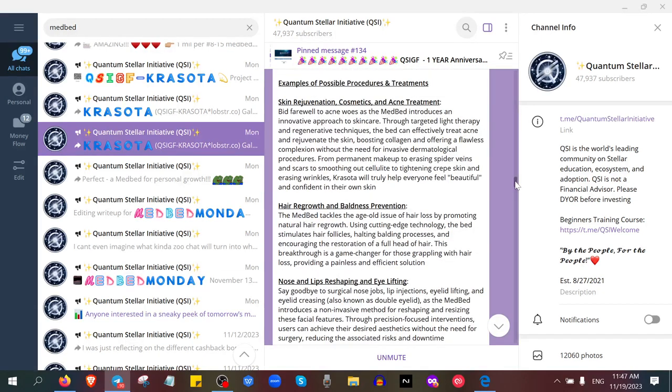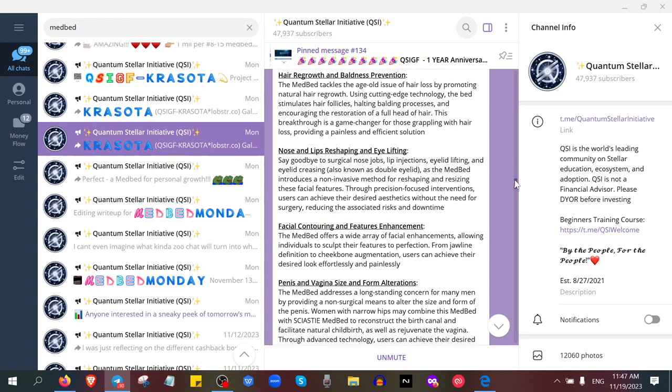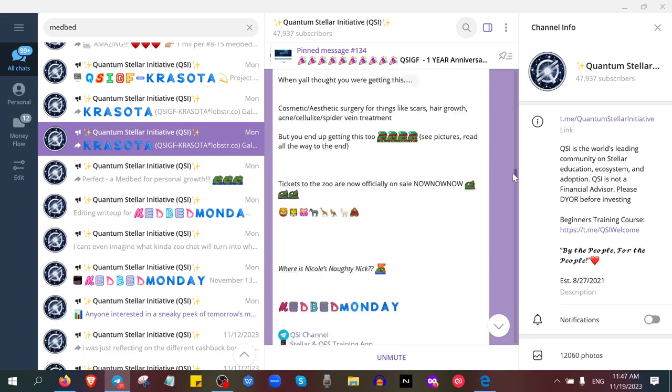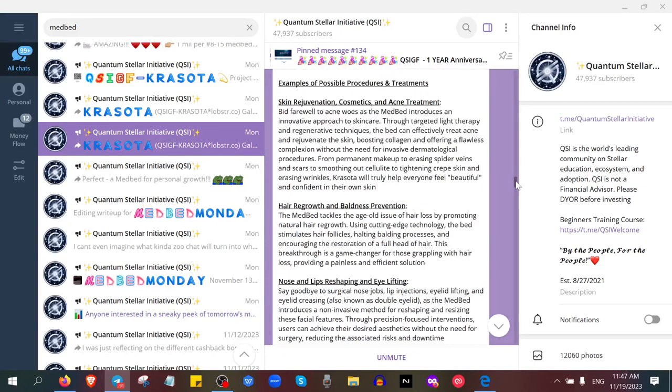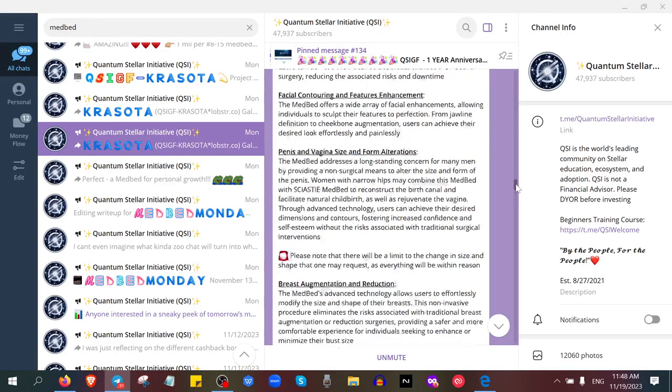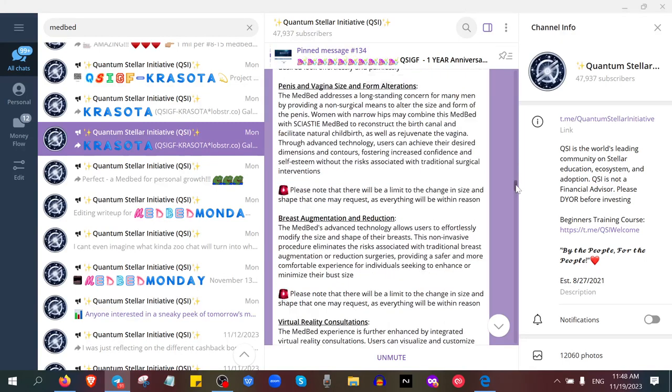Example of possible procedures and treatments: skin rejuvenation, cosmetics and acne treatment, hair growth and baldness prevention, nose and lips reshaping and eye lifting, facial contouring and features enhancement, penis and vagina size and form alterations. So this is quite, I believe, quite amazing what it does to our bodies. So this part here specifically, also the breast augmentation and reduction.